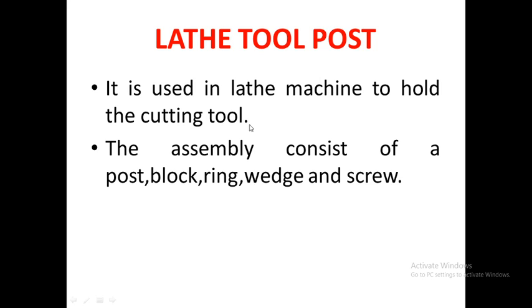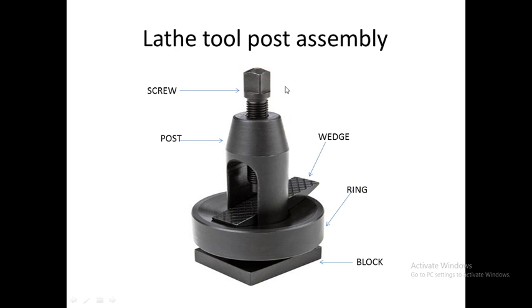So in order to hold the cutting tool which is used to perform different cutting operations, the assembly that is used is nothing but the lathe tool post. Now the assembly of the lathe tool post consists of the parts such as the post, block, ring, wedge and screw. So here the assembly has total 5 parts, that is post, block, ring, wedge and screw. Now we will see the actual assembly of the lathe tool post. So this is the assembly of the lathe tool post where all the parts mentioned earlier are shown.